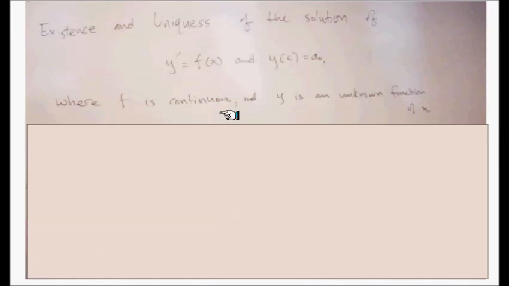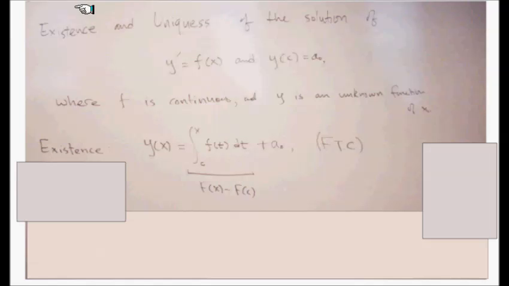So going back to the general setting again, we're looking at the very simple differential equation, y prime is this function f of x. Generally the condition put on this right hand side function is that it is continuous. Here it's a one variable continuous function, and y is an unknown function of x. So here's the answer to the existence. Why is there a solution to this differential equation with this so-called initial condition? It is this function we have created here on the right hand side, which does satisfy all these conditions.